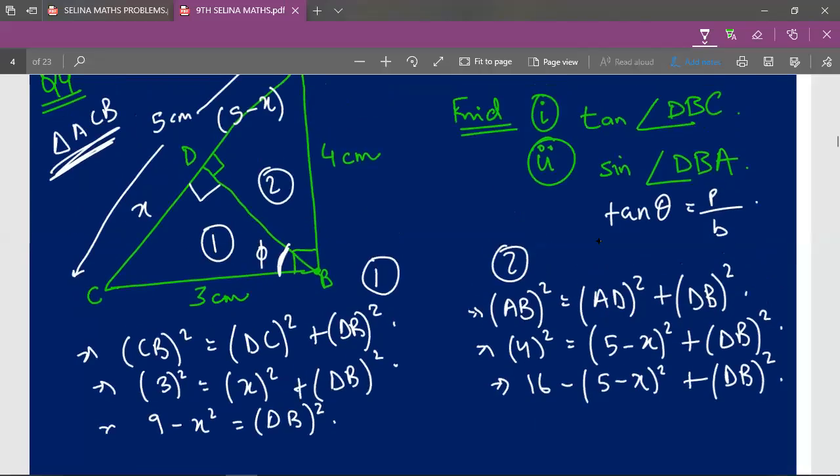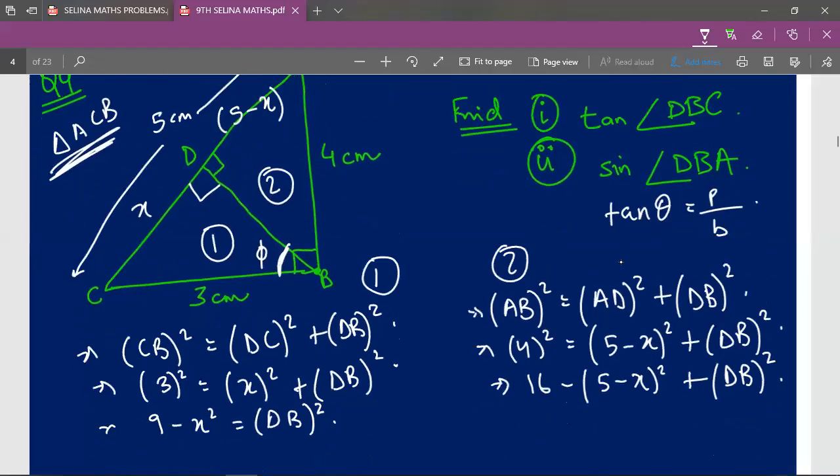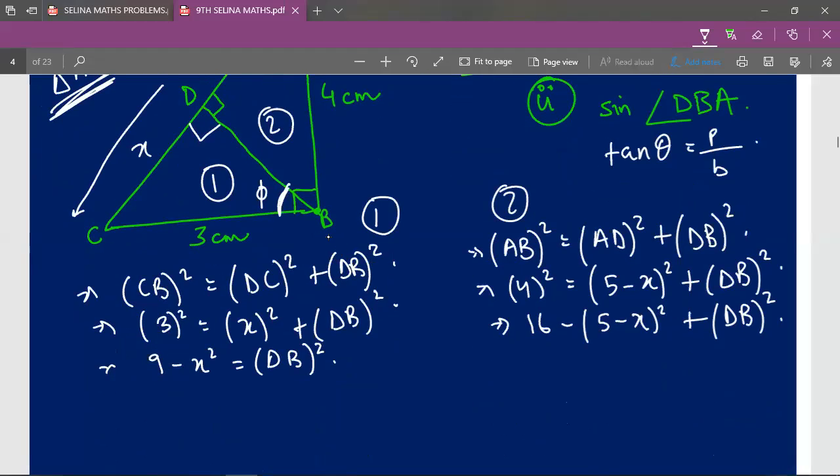So to find the base, I have labeled the parts of this whole huge triangle, that is triangle ABC. We have divided it into two parts, that is triangle DBC and triangle DAB. So all we are trying to do is find the perpendicular and the base. In triangle DCB, we have assumed the perpendicular as x and we have to find the base. So in order to find the base, all we have to do is use the Pythagoras theorem.